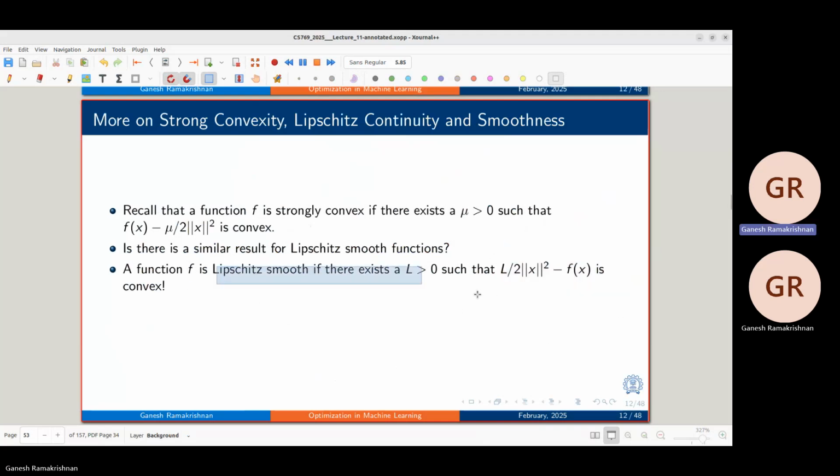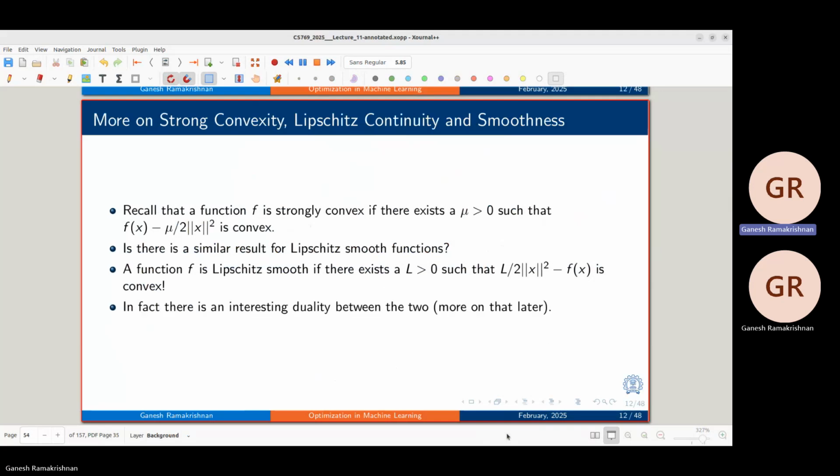In fact, if a function f is Lipschitz smooth, there exists an L such that subtracting f from the quadratic expression L by 2 norm x squared is convex. Okay, so it's not subtracting, it's not adding. Sorry, strong convexity was adding a quadratic expression. Lipschitz smoothness is not derived by subtracting a convex expression from f. Rather, it's saying that despite subtracting f from L by 2 norm x squared, you still have convexity. A slightly different statement. Okay. So this is one thing for you guys to register.